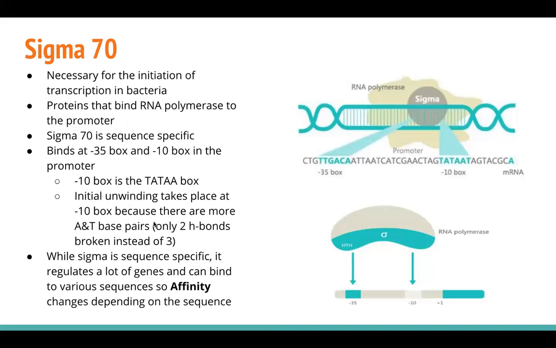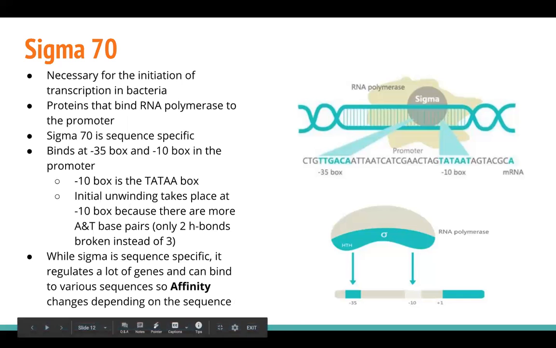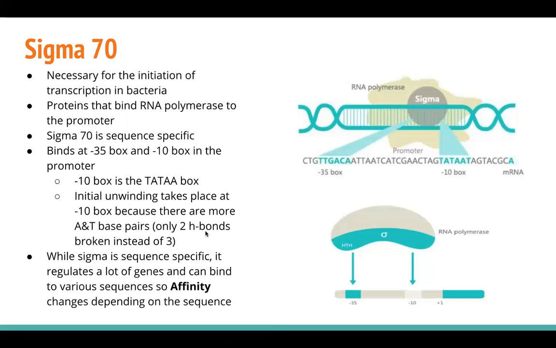I don't know if you guys remember from Bio 285 or something, but adenine and thymine only have 2 hydrogen bonds connecting them, whereas guanine and cytosine have 3, which means that A and T base pairs are easier to break, whereas G and C are harder because they have more bonds. So sigma is sequence specific. It binds to these two boxes within the promoter. That's what it's looking for.